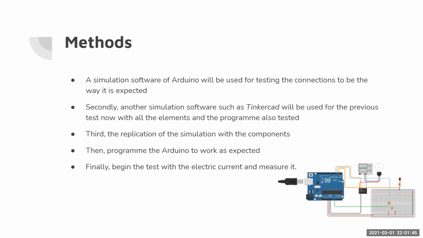Then the program will be passed to the Arduino by the computer to work as expected. And finally, we'll begin the test with the electric current and measure the current. And also the LEDs will be checked to see if the current is working properly and the way we want.